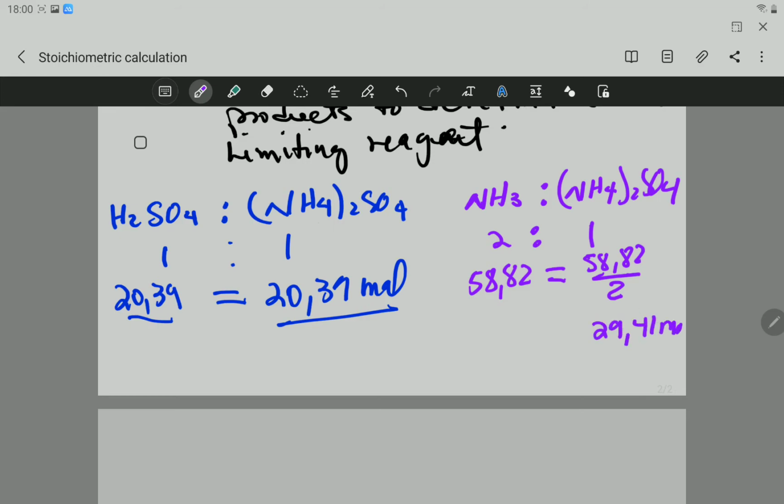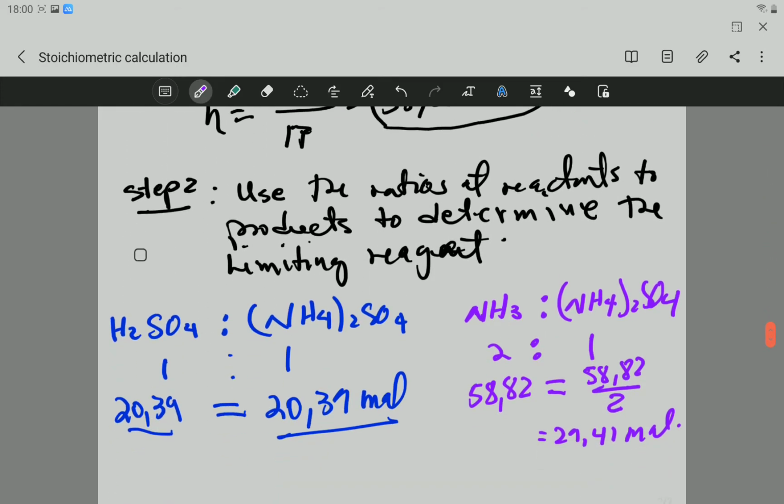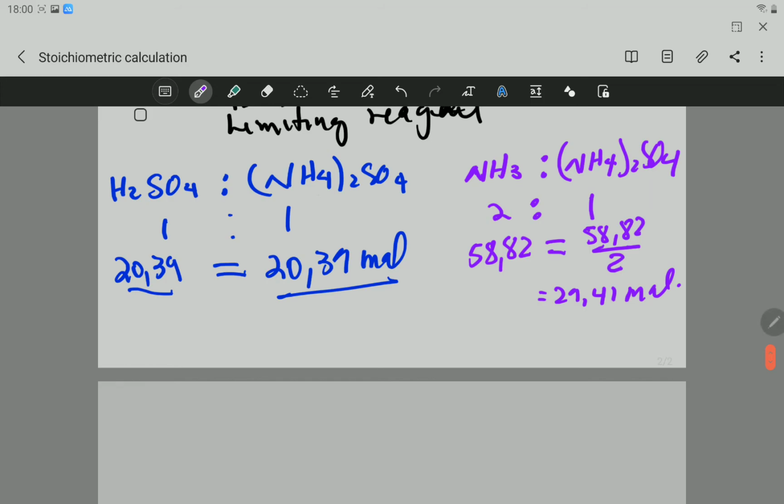29.41 mole. All right? So, using the amounts of grams that we started at the beginning, this is what we get of the product. If we use 20.39, we get 20.39. If we use 58.82, we get 29.41. So which one will give us less amount?